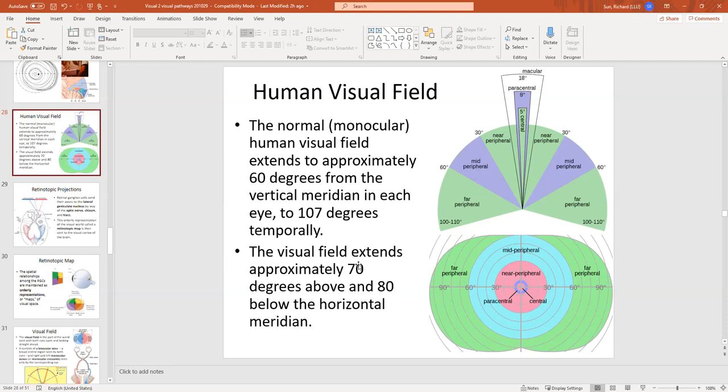And up, it will be 70 degrees, down to 80 degrees. So that's the visual field. You just need to know that the visual field is quantified as a degree.